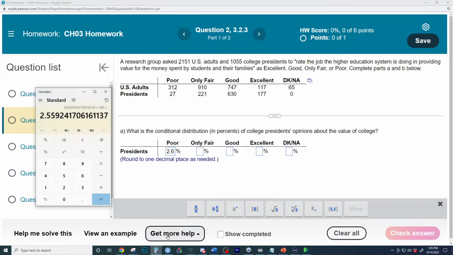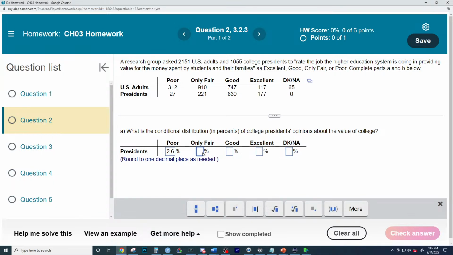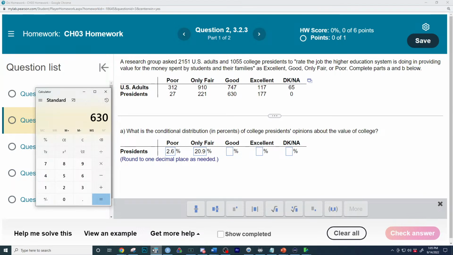Just make sure to not make an error, or call me out when I make an error right here. 1055 times 100, copy paste, be very careful, errors do occur. And 630.